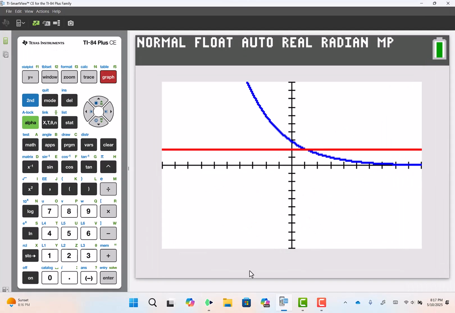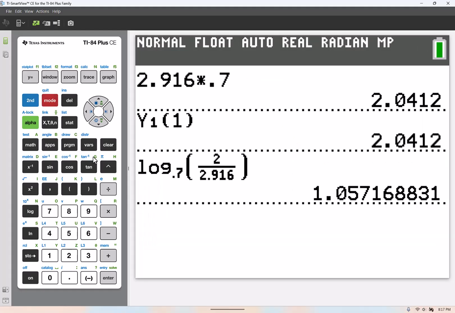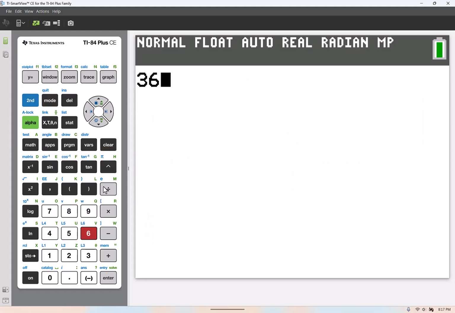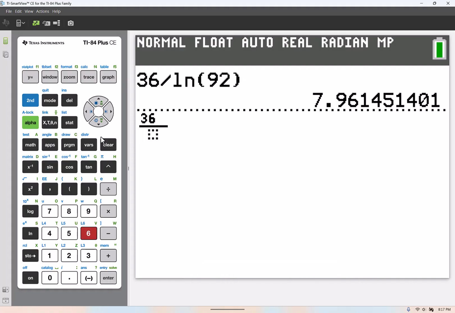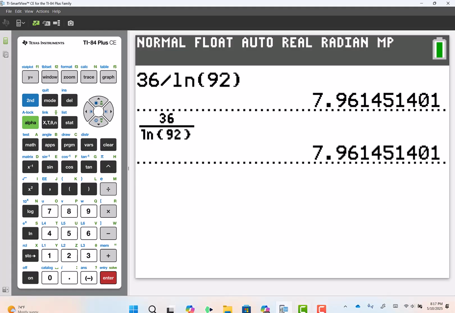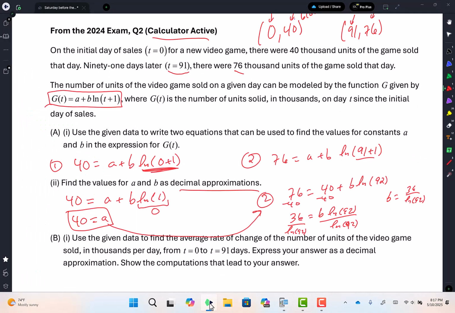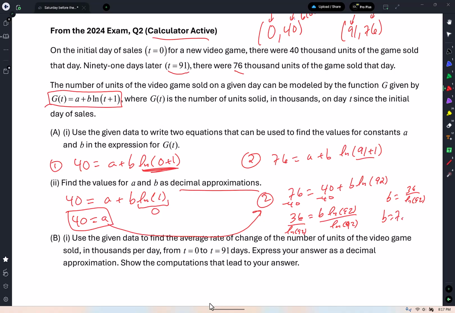So here's my calculator, and we're going to go 36 divided by ln of 92. You can also use the fraction feature, guys. That's not a big deal if you want to use the fraction feature. 36 divided by ln of 92. Hopefully I didn't make any mistake there. And voila, 7.96145. B equals 7.96145. There's your A, there's your B.